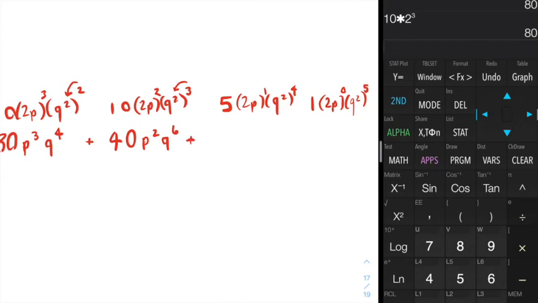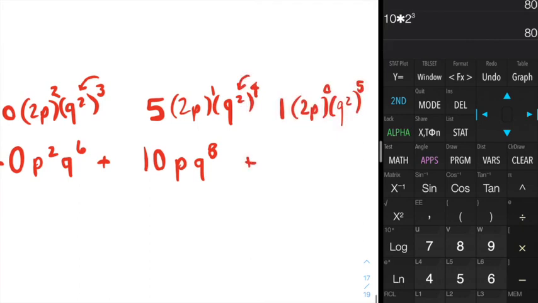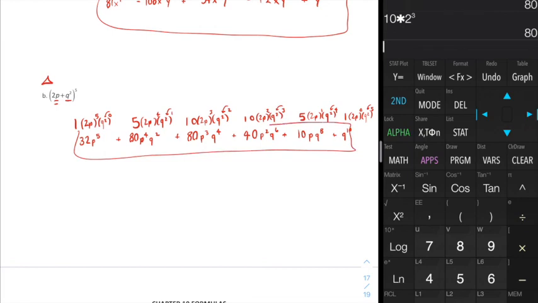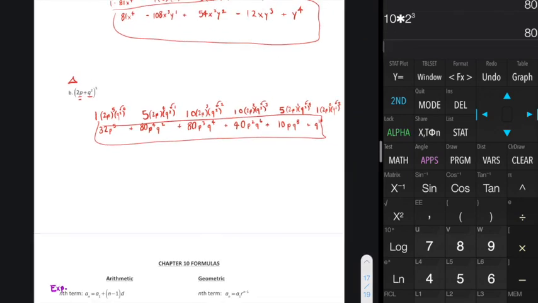All right, getting close here. 5 times 2 to the 1st would just be 10. So 10p to the 1st, which really you don't even need to write. And then multiply your powers here. This would be q to the 8th. And in the final one here, anything raised to 0 will be 1. 1 times 1 is 1. And then your power, when you multiply that, that will be q to the 10th right there. That would be that full binomial expanded. That'll be it here for your lesson.